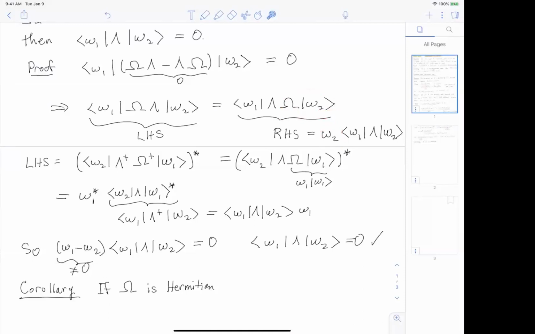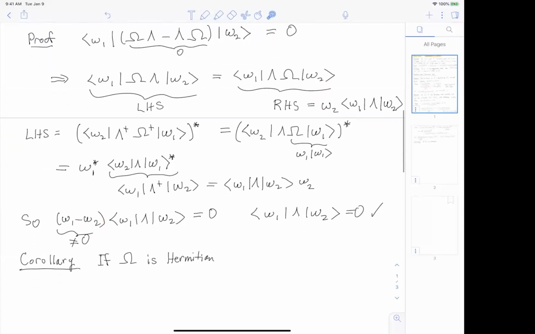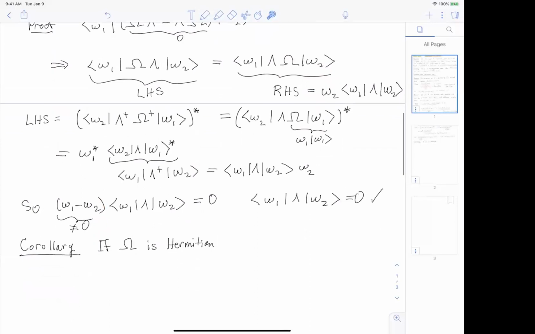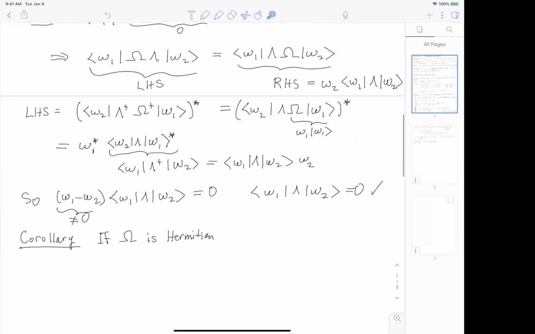Let's see. Ah, right. This should have been, thank you for pointing this out, this should have been omega 2. And then that's where this omega 2 came from, because I moved it back to the other side of the equation. All right. Okay, are we good? I hope so. Yep, I would say so.